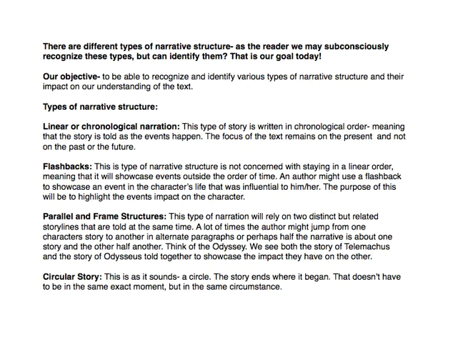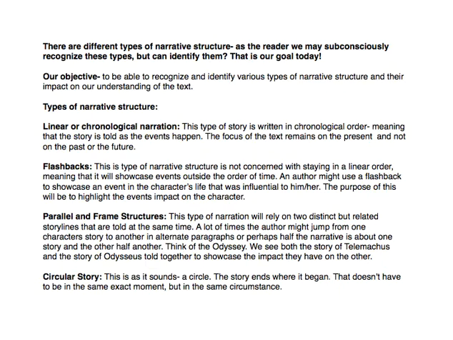Then the last one is a circular story, and this is just as it sounds. It's a circle. The story ends where it began. That doesn't necessarily mean that it ends at the exact moment where it began, but it ends in the same circumstance. There's a short story called The Secret Life of Walter Mitty, which is an amazing short story. There actually was a movie made out of it, very loosely based on the short story, where a man daydreams all the time. The story begins with Walter Mitty in a daydream, and it ends with Walter Mitty in a daydream, or waking up from the daydream. So it begins in the same circumstance that it ends in, and that would be a circular story.